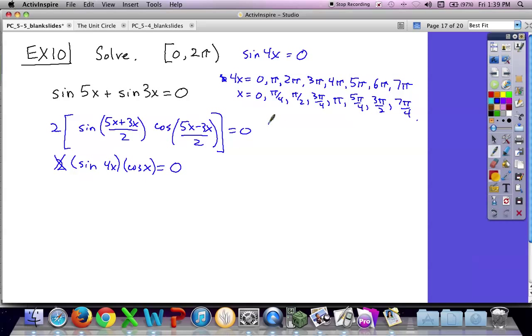And then the other part of it is cosine of x equals 0. We know cosine of x equals 0 when x equals pi over 2 and 3 pi over 2. And I believe we actually already have both of those, so we wouldn't need to write them twice.